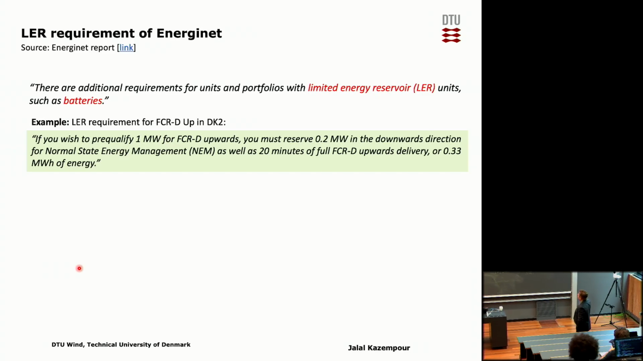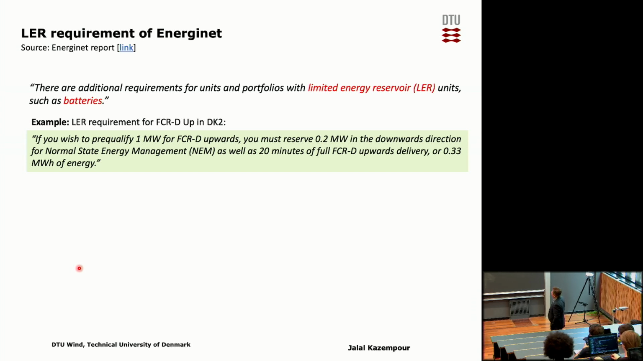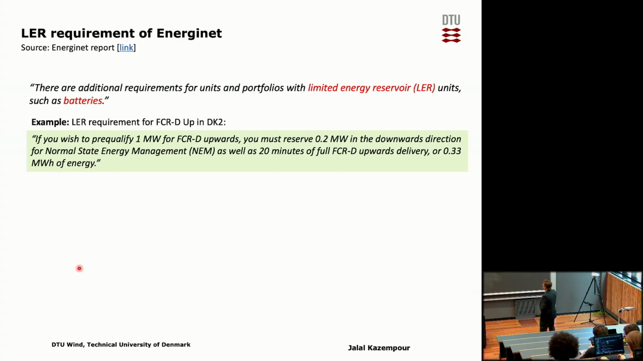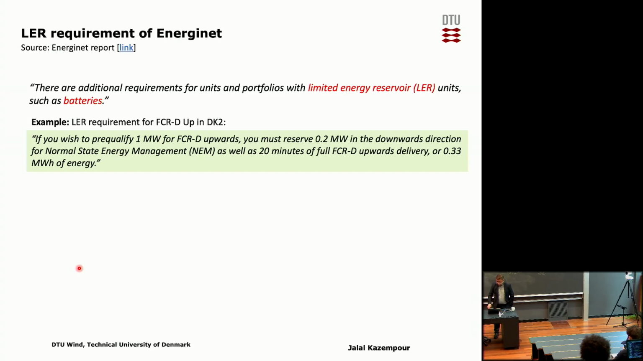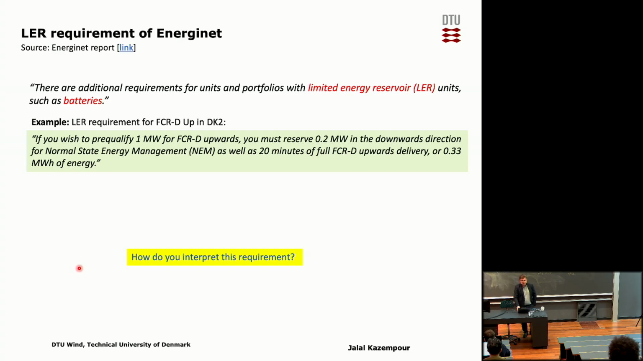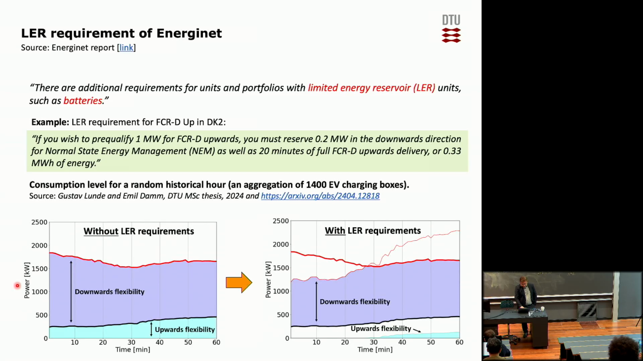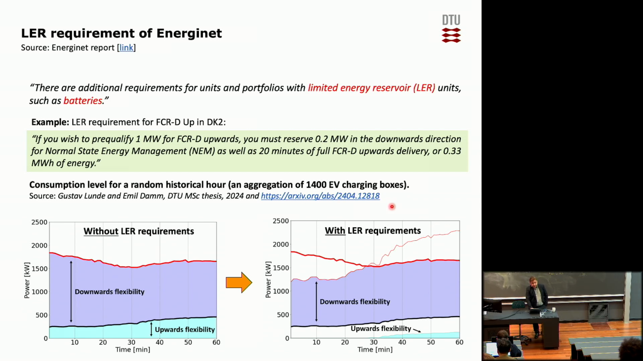I will not go in deep, but just read. Again, this text in the green box is borrowed from an Energinet report. It says that if you wish to pre-qualify 1 megawatt for FCR-D upward, you must reserve 0.2 megawatt in the downward direction for normal state energy management, as well as 20 minutes of full FCR-D upward delivery, or 0.33 megawatt hours of energy. It took a lot for my students, Emil and Gustav, to really understand what this requirement says. And you can go and read the paper, the implementation.